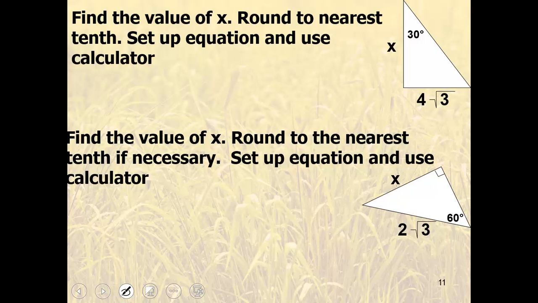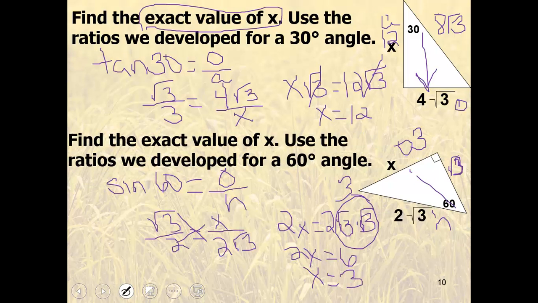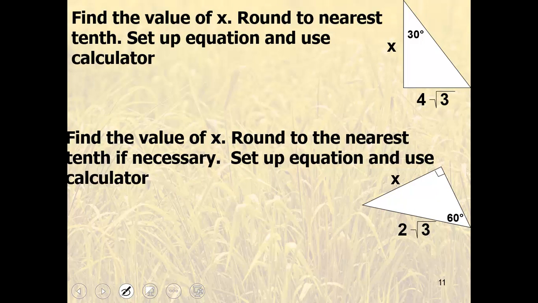All right, here we go. Got some more. These are the same. X is 4 square roots of 3, that's a 30. And x is 2 square roots of 3. It might be a double. Yep, that's an extra.